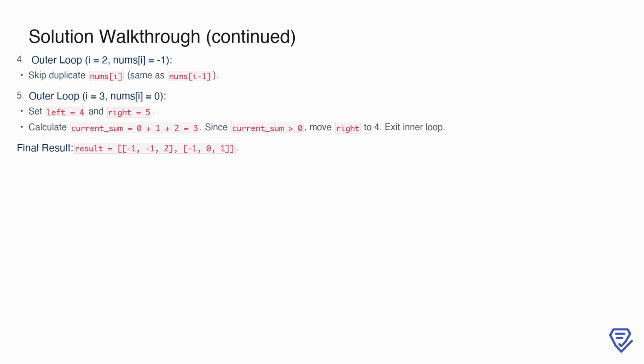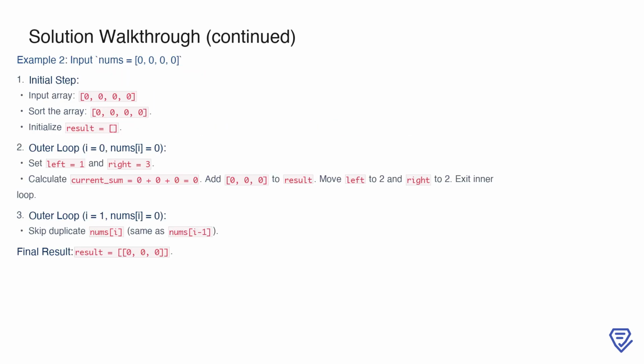Next, at index i equals 3 where nums[i] equals 0, we set the pointers to left equals 4 and right equals 5. Calculating the sum of this triplet, current_sum equals 0 plus 1 plus 2 equals 3, we see that the sum is greater than 0. To reduce the sum, we move the right pointer inward to 4, but since the pointers now overlap, the inner loop exits. At this point, we have processed all valid indices and our final result for this example is result equals [[-1, -1, 2], [-1, 0, 1]].